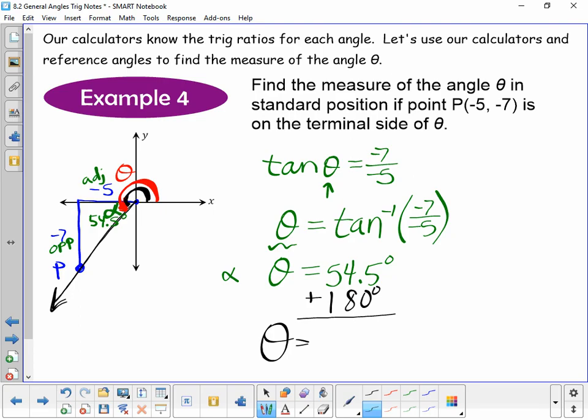And when we add that 180 degrees, we find that theta is 234.5 degrees, which makes sense because I knew from the picture that it had to be between 180 and 270, and this angle fits the bill. So that's our angle theta.